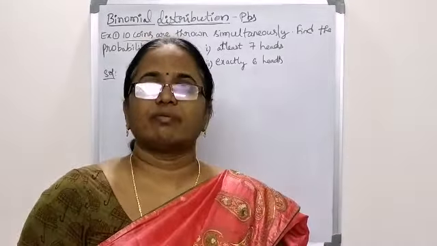When the probability P has inside the variable greater than or equal to 7, it may be P of 7 plus P of 8 plus P of 9 plus P of 10. We cannot have P of 11 because there cannot be 11 heads in 10 trials. So we have P of x greater than or equal to 7 is equal to P of 7 plus P of 8 plus P of 9 plus P of 10.